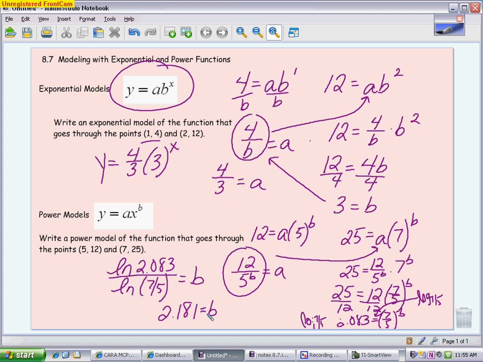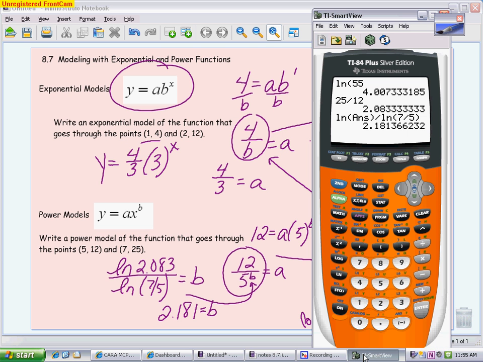Then I'm going to take that b value and I'm going to put it right there to find a. So my a value will be 12 divided by 5 to the 2.181. So I'm just going to hit second and the negative sign again. I need my caret there. 5 to the 2.181. It'll do it for me. So there's my a value, 0.358 if I go to 3 decimal places.